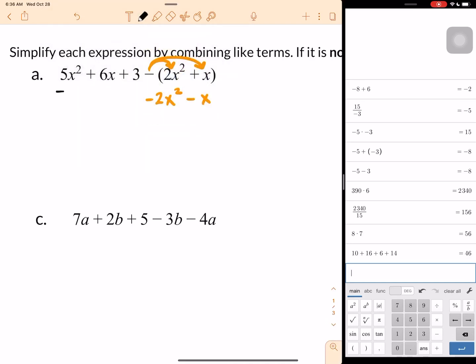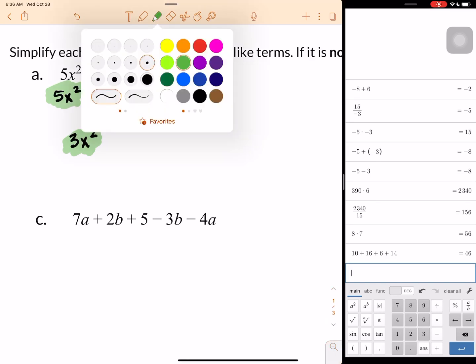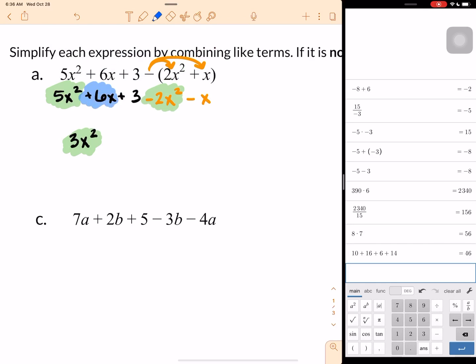Okay, so then I have 5x squared plus 6x plus 3. So now I've got to start to combine like terms. So I like to color code, as you know. 5x squared minus 2x squared are like terms, x squareds. So 5x squared minus 2x squared will be 3x squared. 5 minus 2. And then I see that I have 6x minus x. Okay, so 6x minus x will go next, and that will be a positive 5x.